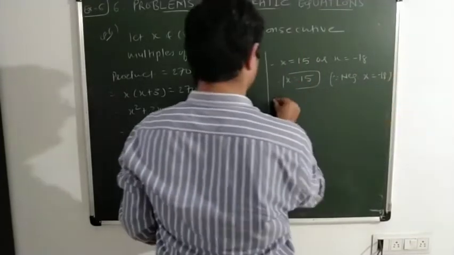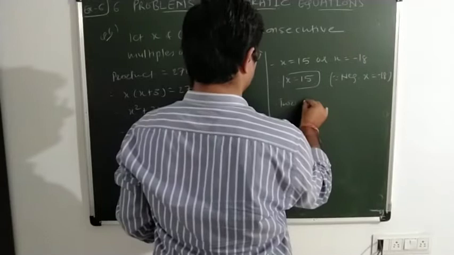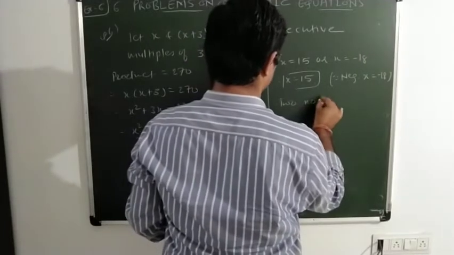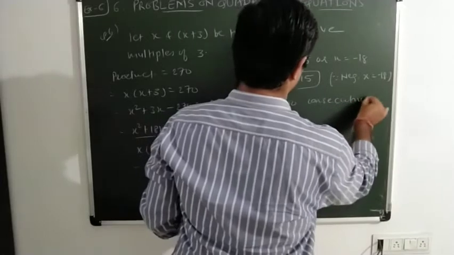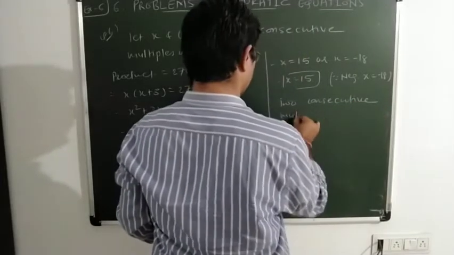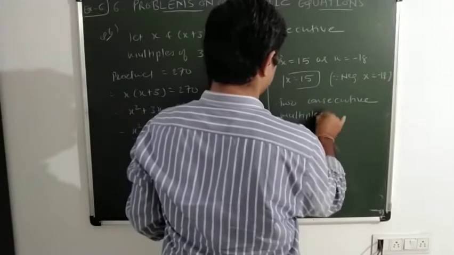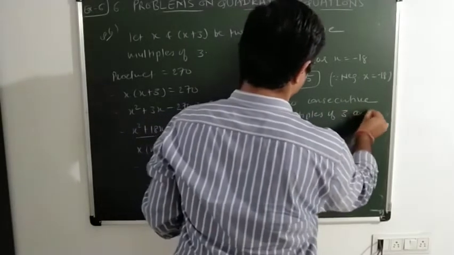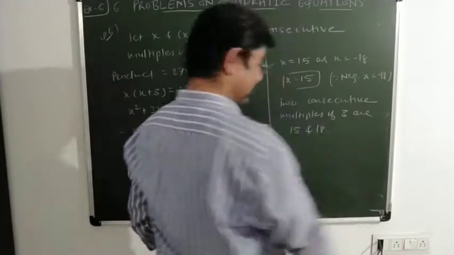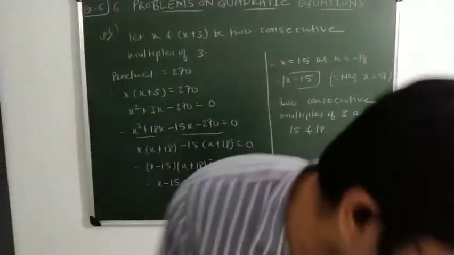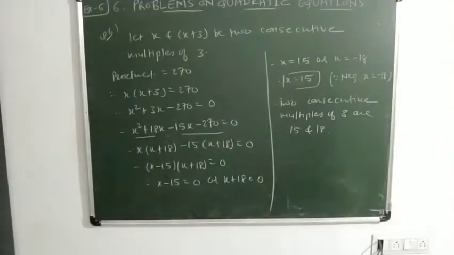Clear? Okay, and therefore the two consecutive multiples of 3 are 15 and 18. Clear? These are the two required numbers. Okay, so question number 6 was left, which we have completed. Now let us start question number 10 onwards.